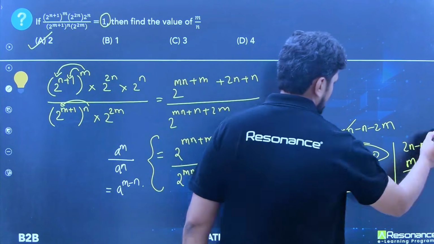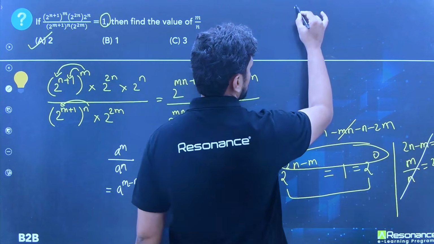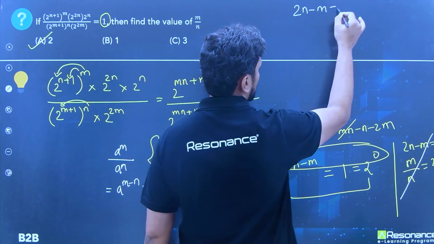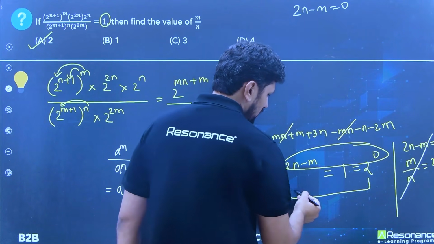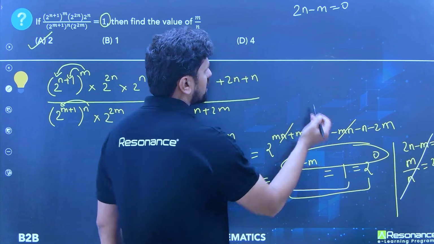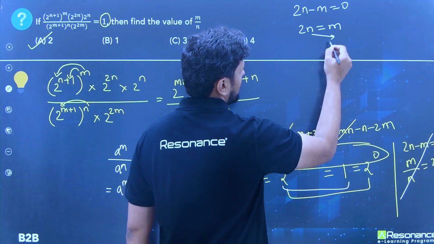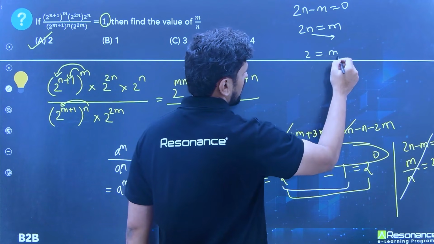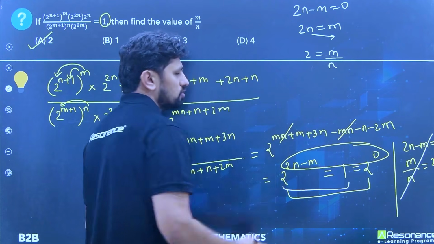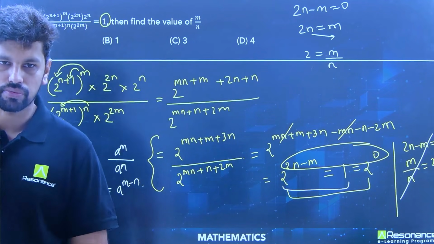Okay, last step. I am just writing it, going outside. So 2n minus m equals 0, because if anything is equal to 1, it means the power is 0. So 2n is equal to m, divide by n here. So 2 equals m by n. So m by n is equal to 2.